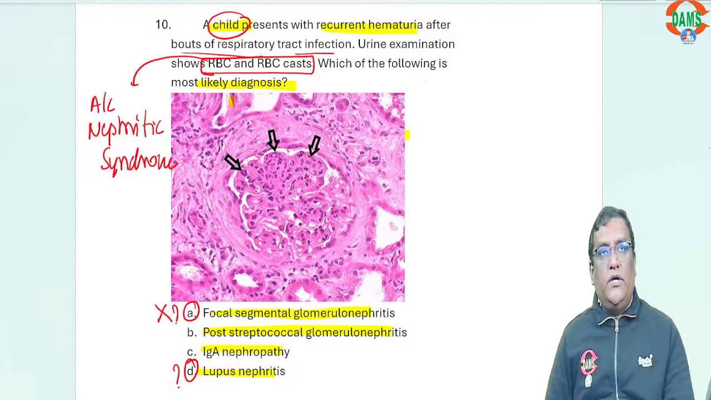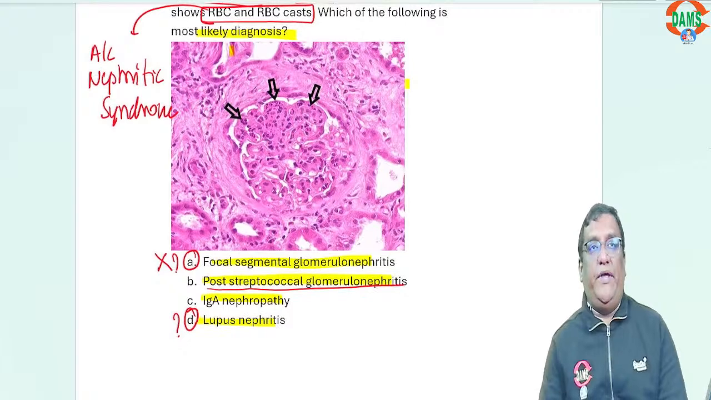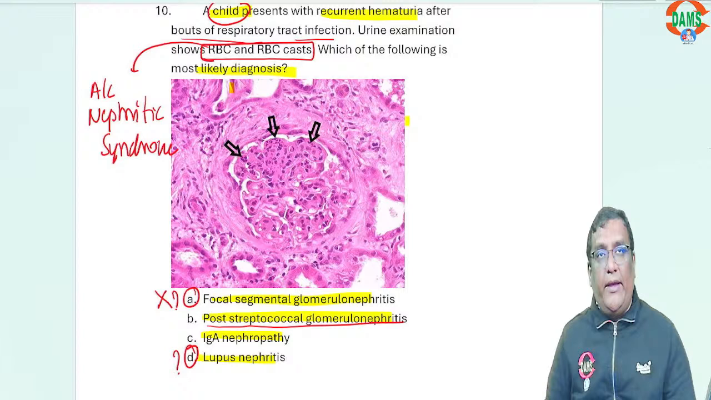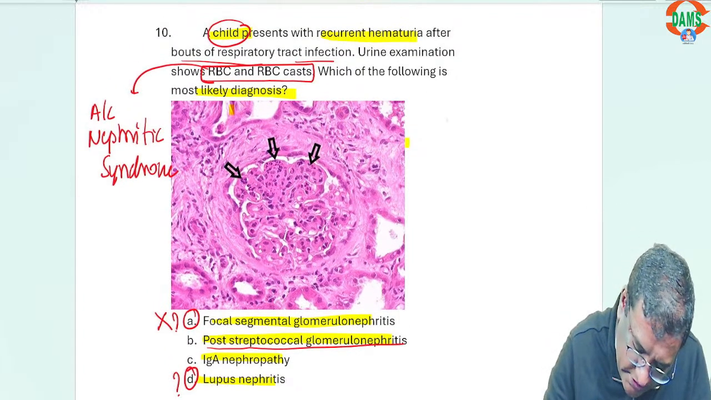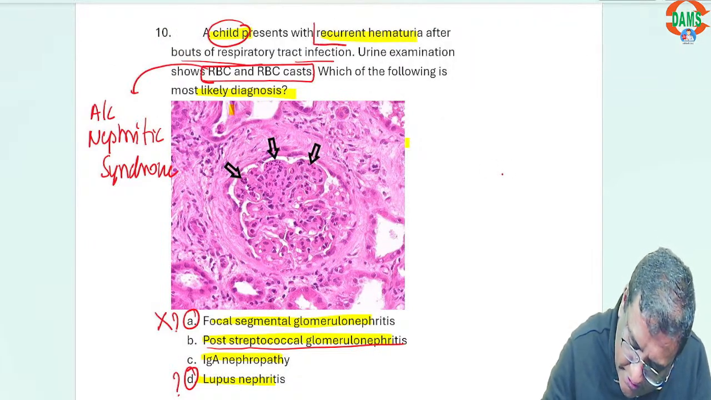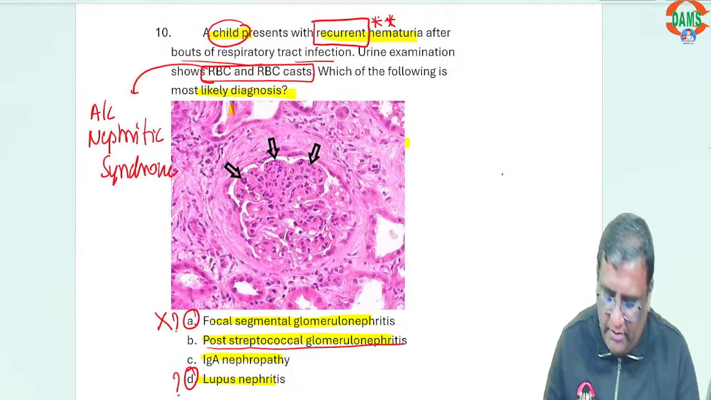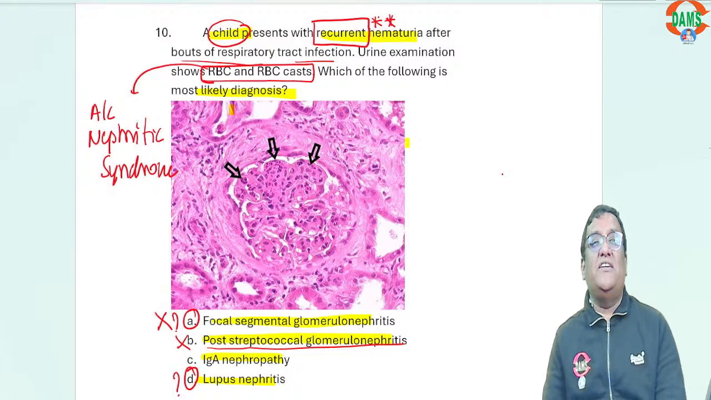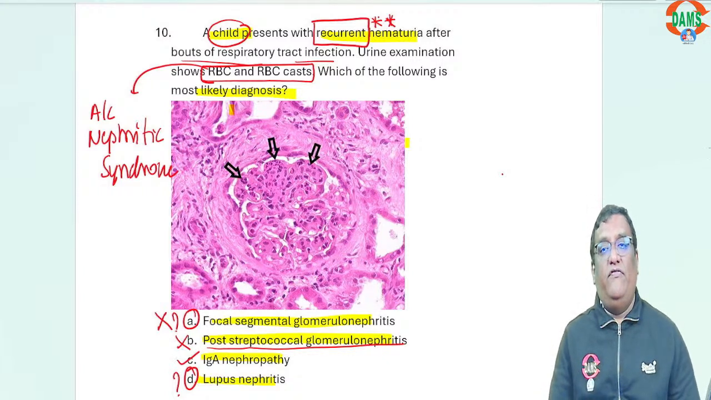How many of you answered PSGN here? How many of you think PSGN is the correct answer? Image also has been given to us. More important, whatever the image is showing, you have missed out a keyword here. Which keyword did you miss out? Recurrent is the word. So patient is having a recurrent hematuria after bouts of respiratory tract infection. It cannot be PSGN. PSGN does not recur. Yes, very good. Answer is option C, IgA nephropathy.